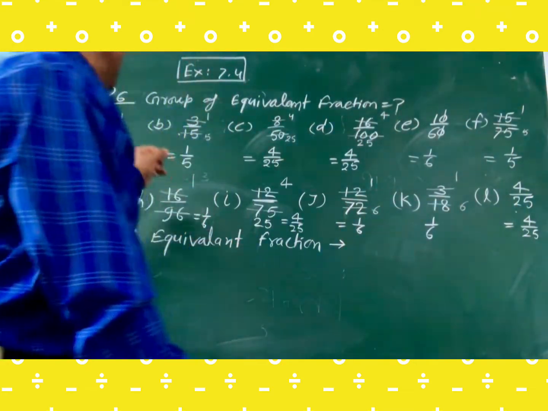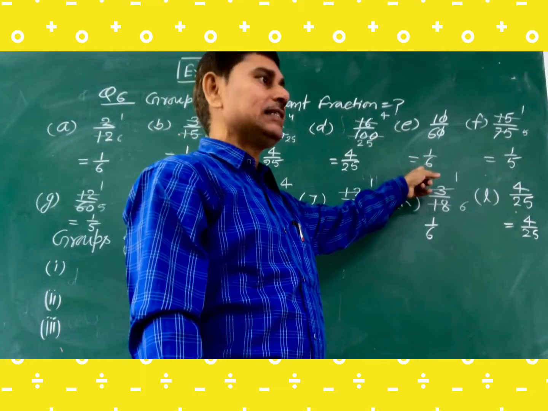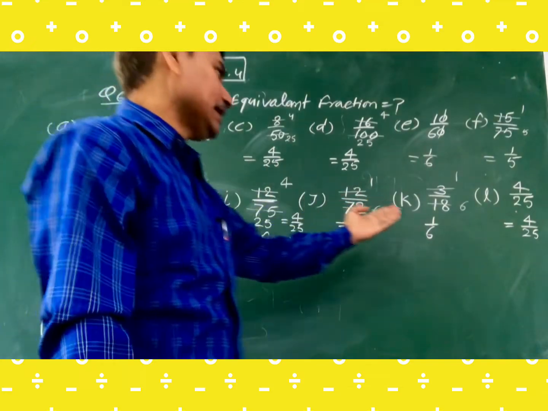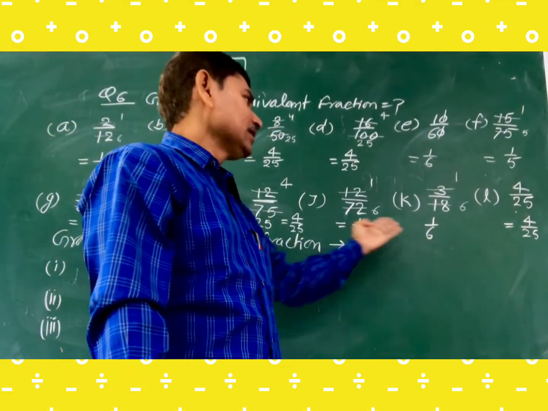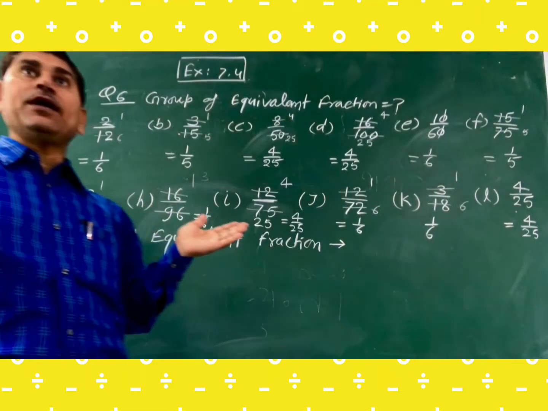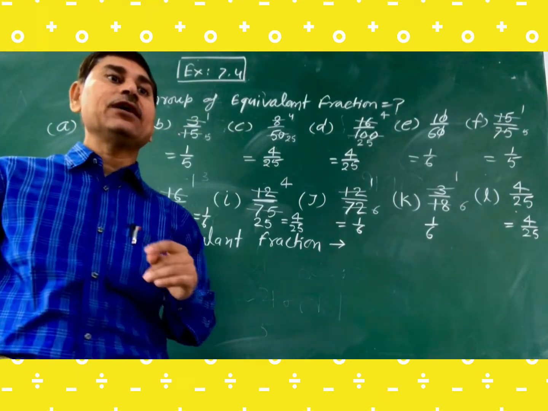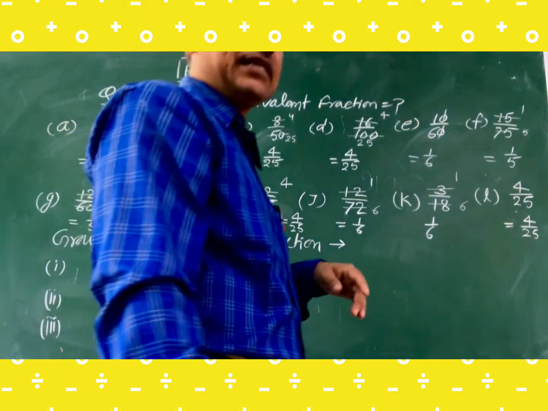Here you observe that this is 1 by 6 and this is also 1 by 6 and another 1 by 6 here. So you make the pair of 3 3. The question says to make the group of 3 equivalent fractions, that is what it said, right?